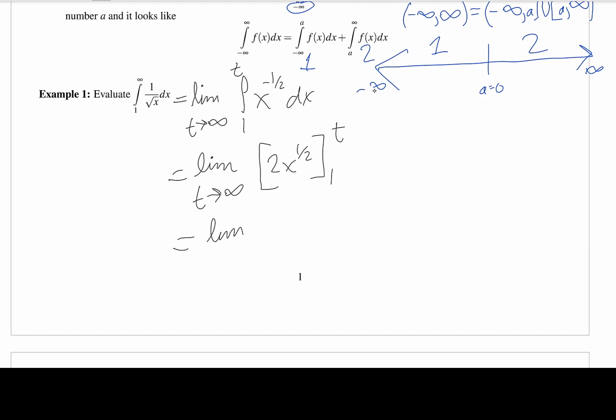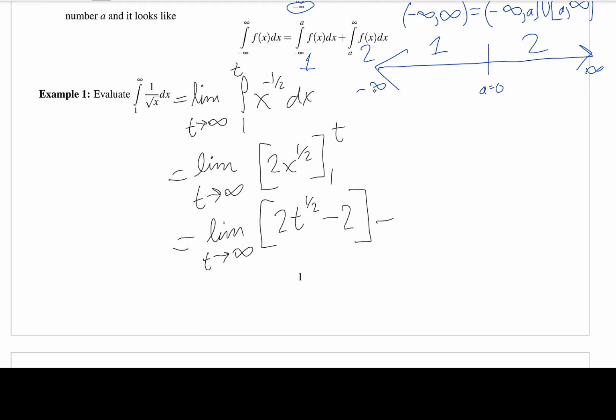And so this gives me the limit as t goes to infinity of 2 t to the 1/2 minus 2 times 1 to the 1/2, so it'll just be 2 times 1, which is 2. Now this is something similar to what you would have seen in Math 151 or Cal 1, where you have to evaluate limits.